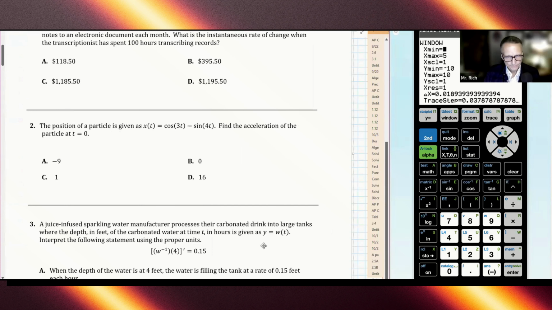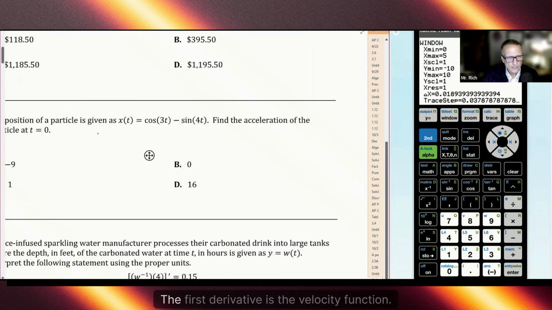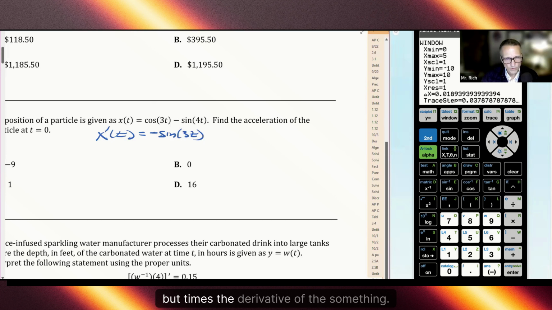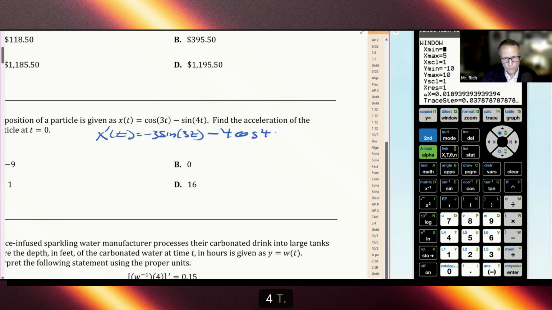Here's a question involving some trig. This gives you the position of a particle, x of t. Find the acceleration at t equals 0. Well, if they give me a position function, to get to the acceleration I have to take the second derivative. The first derivative is the velocity function. I have to use the chain rule: the derivative of the cosine of something is negative sine of that something, times the derivative of the something. So this becomes negative 3 sine 3t. This would be negative 4 cosine of 4t.